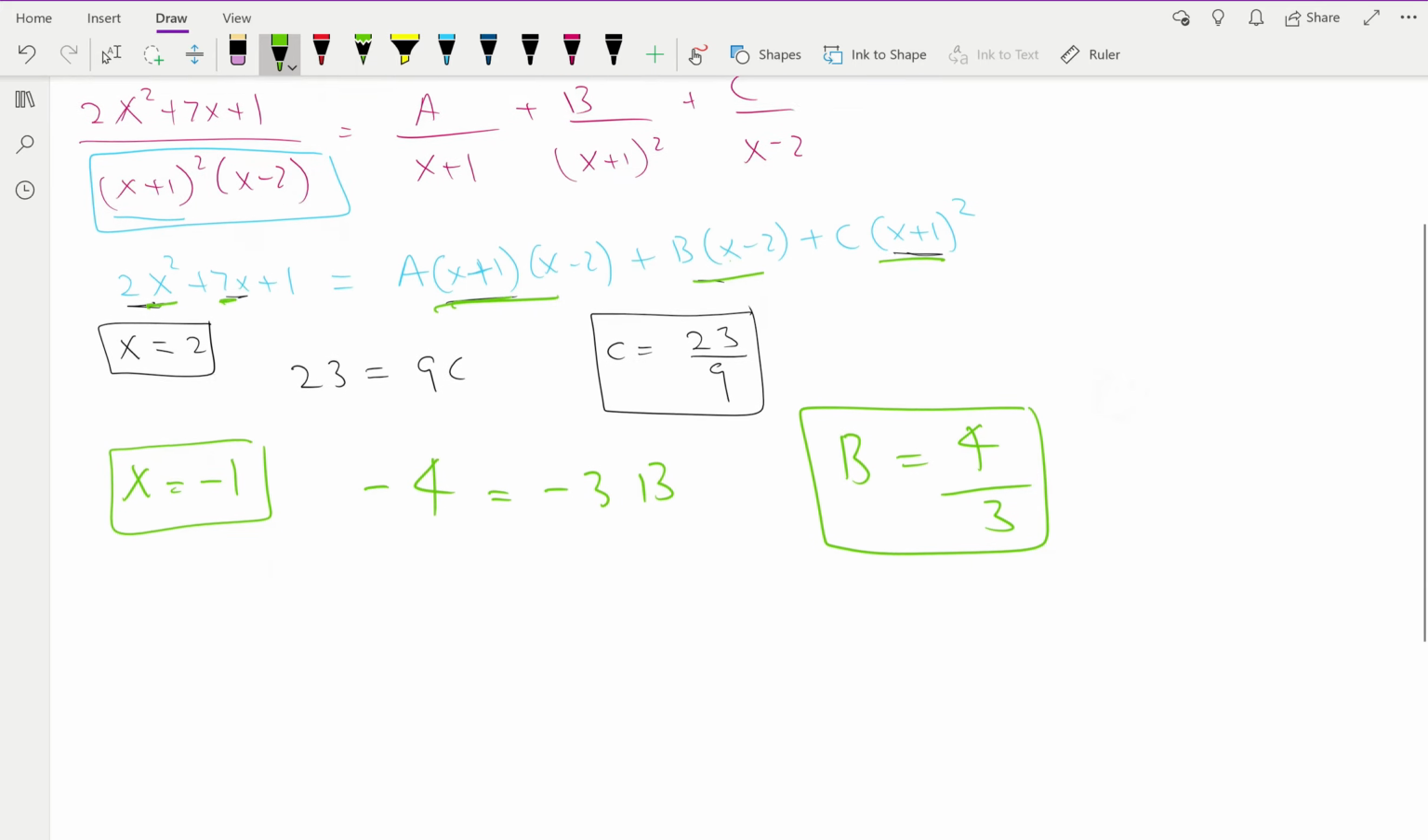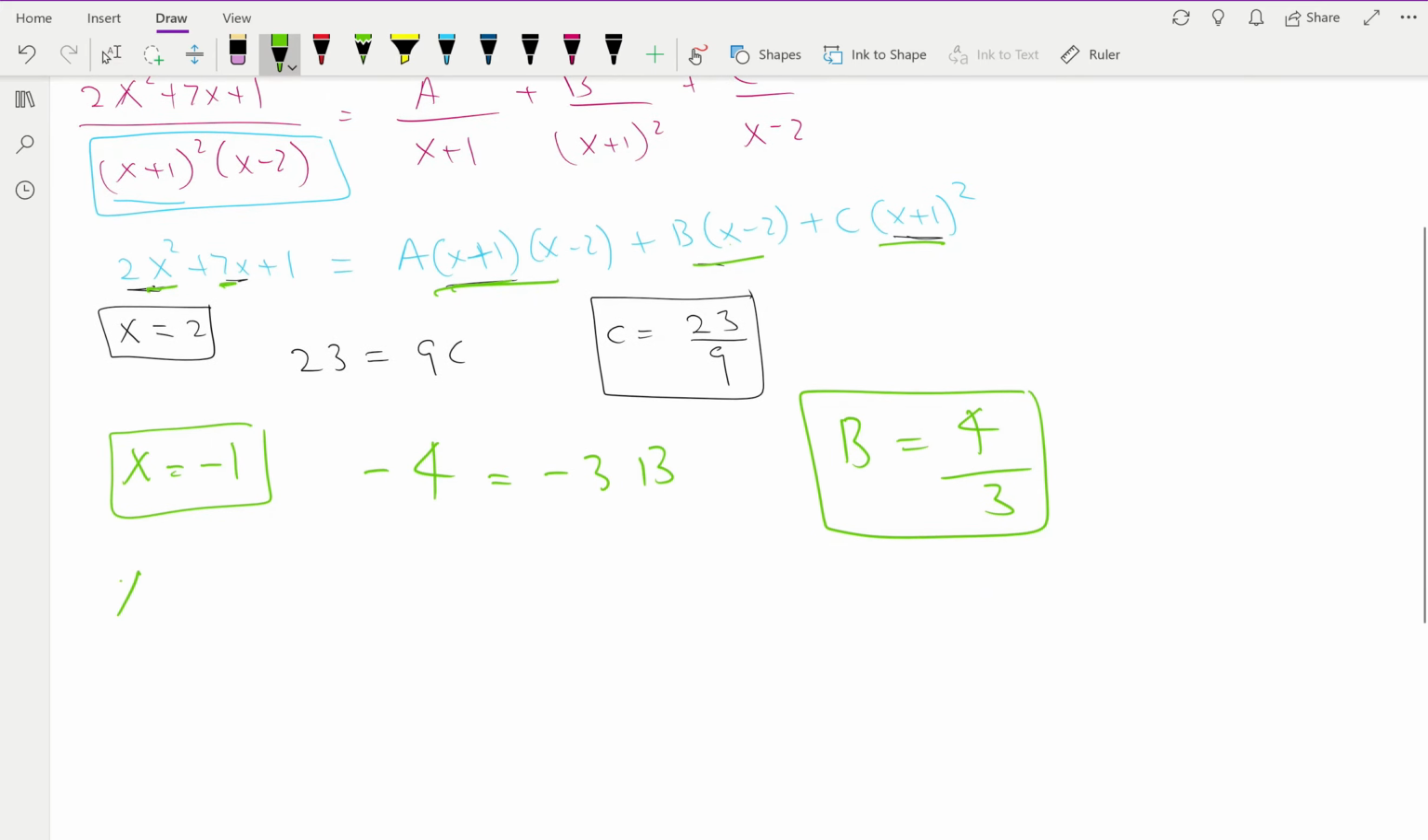So what can we do? Well, we can use an arbitrary number. So let's use x is equal to 0. That's, I think, easier than expanding everything. So when x is equal to 0, left hand side is 1. Then a times, it's going to be negative 2, right, if you substitute 0. So negative 2a, negative 2b plus c, right?